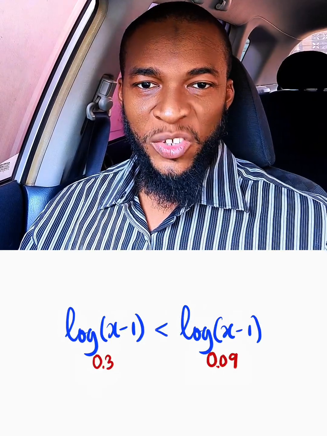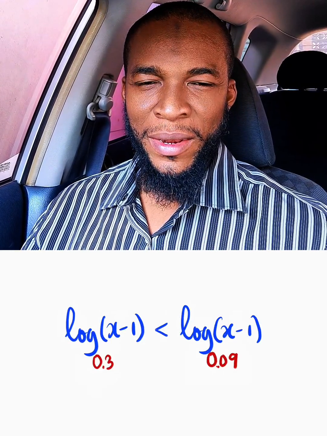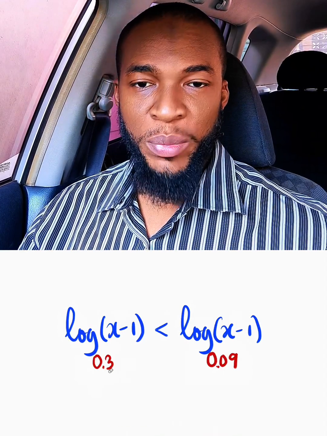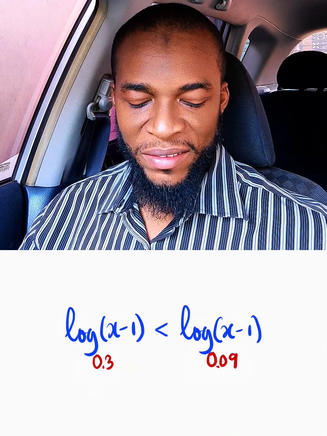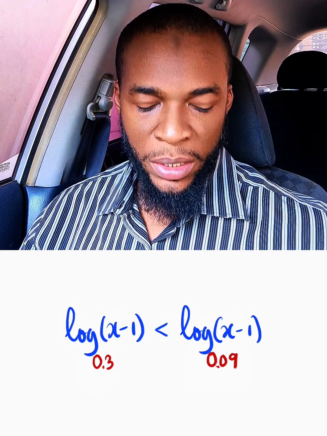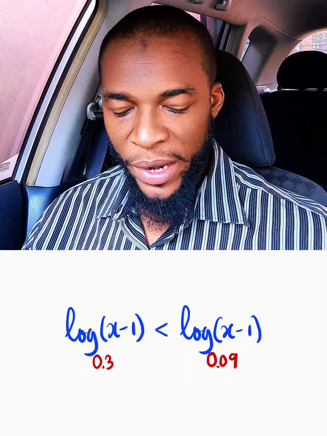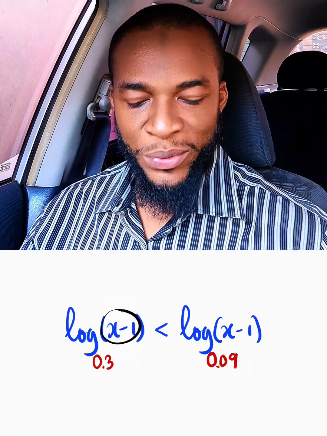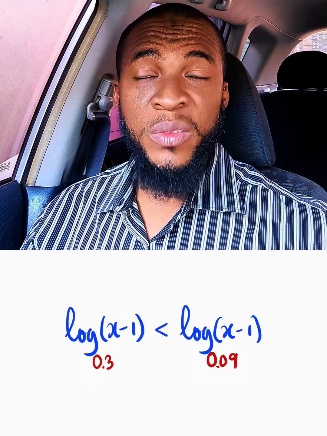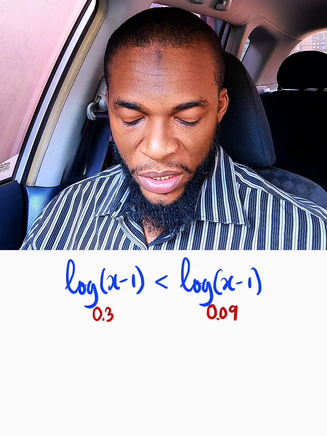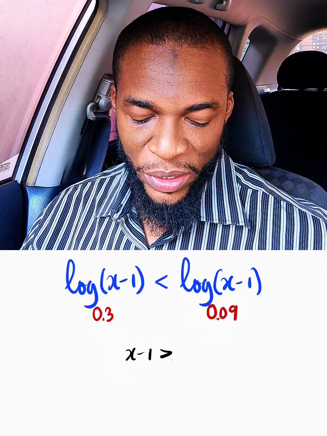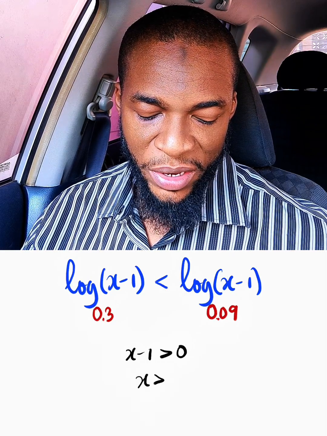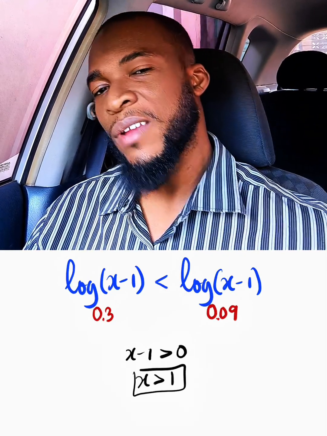Hello everyone, let us provide a solution to this interesting logarithmic inequality. The log of x minus 1 with the base of 0.3 is less than the log of x minus 1 with the base of 0.09. Before we start, you should know that the argument of logarithmic expressions has to always be positive, right? So x minus 1 will have to be greater than 0, which implies that x has to be greater than 1. Yes, so let's get started.